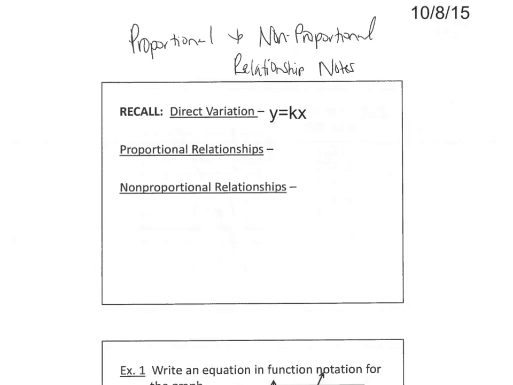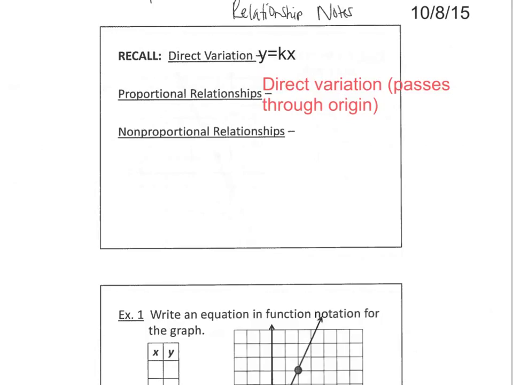So then let's talk about a proportional relationship. Now, a proportional relationship, you know what that is. It passes through the origin. So if it passes through the origin, then it's also going to be known as a direct variation. So let's go on and write that in. Alright, so a proportional relationship is just a direct variation.